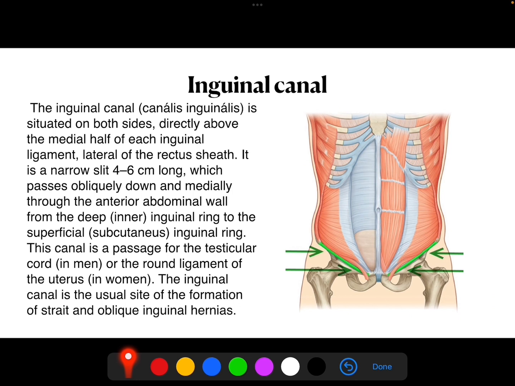The inguinal canal. The inguinal canal is situated on both sides directly above the medial half of each inguinal ligament, lateral of the rectus sheath. It is a narrow slit 4 to 6 cm long which passes obliquely down and medially through the anterior abdominal wall from the deep inguinal ring to the superficial inguinal ring. This canal is a passage for the testicular cord in men or the round ligament of uterus in women. The inguinal canal is the usual site for the formation of straight and oblique inguinal hernias.